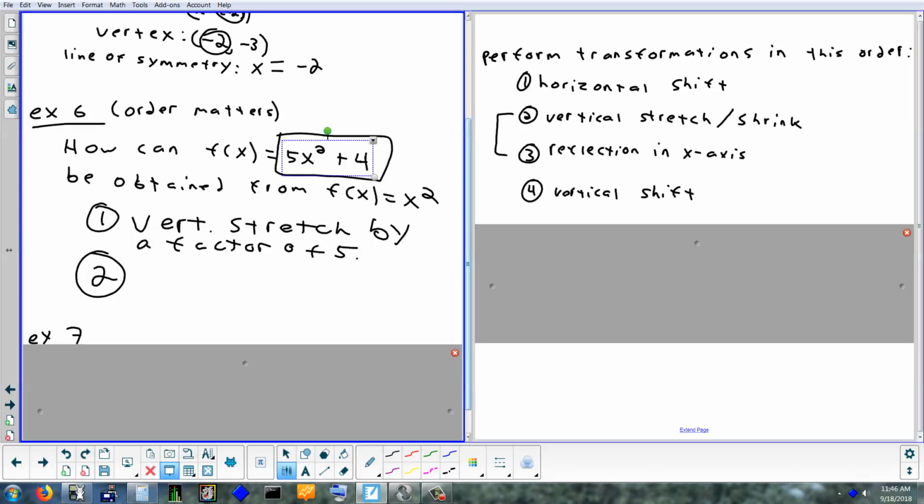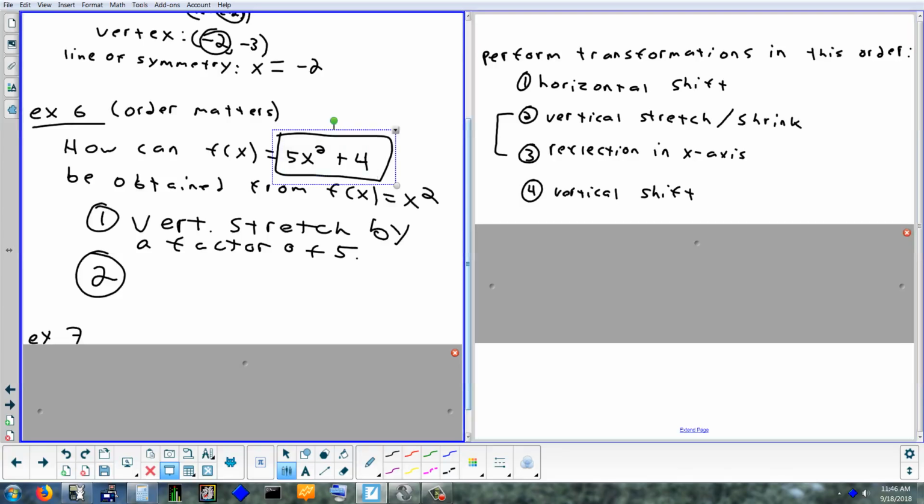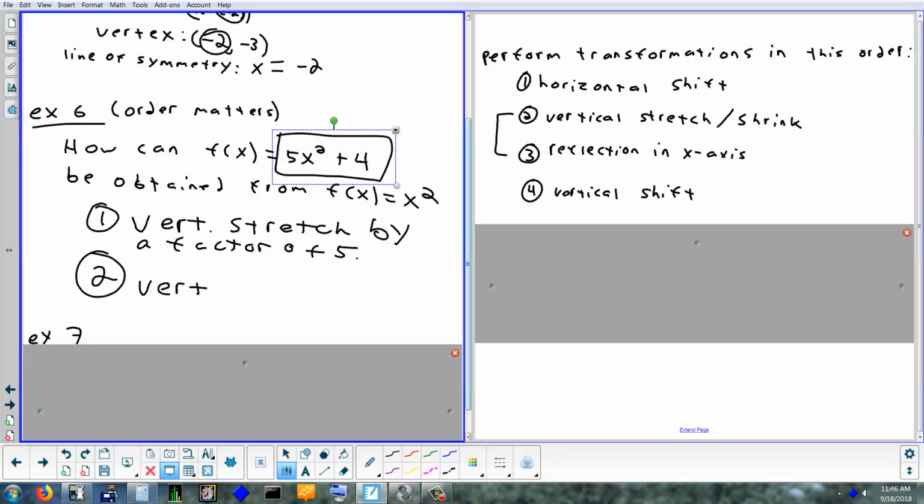Okay, then the next thing is I look, do I have a reflection? Nope, there's no negative in front of the 5. So keep going. I look for vertical shift. Yep, I got a +4, so that's a vertical shift up 4. And that's it. Those are the steps for describing the transformations.